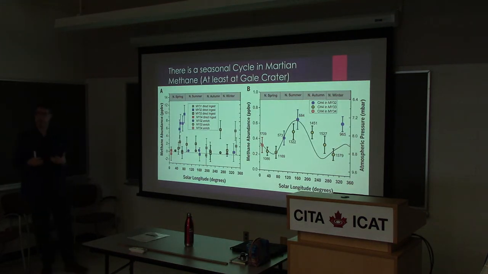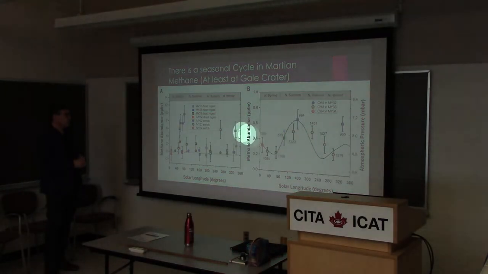Now, we kept making measurements. We didn't stop after we saw the few spikes. We wanted to understand what was going on with methane, especially since we had seen almost nothing, then we'd seen some, we'd go back and forth. There was a mode to the instrument that we could use called enrichment. And what that does is it removes a lot of the carbon dioxide from our sample, and it essentially enriches everything else by a factor of about 25.